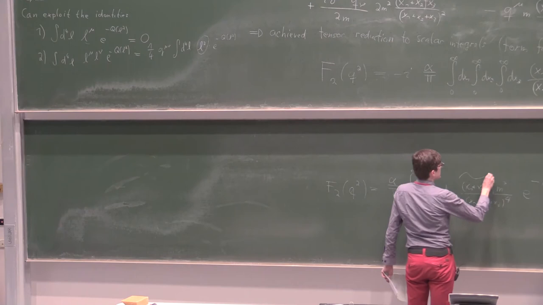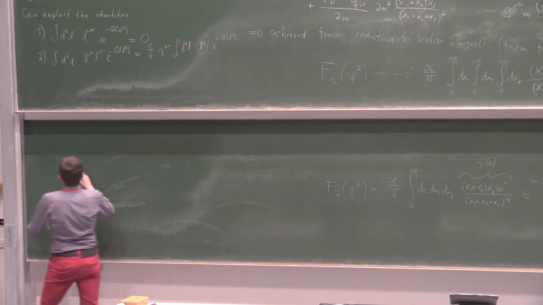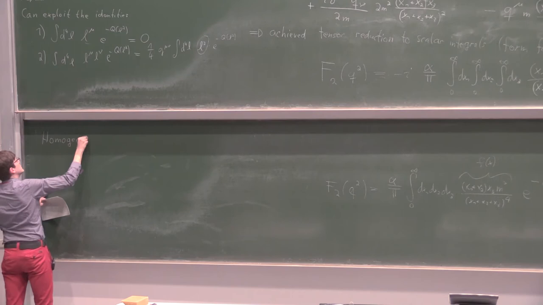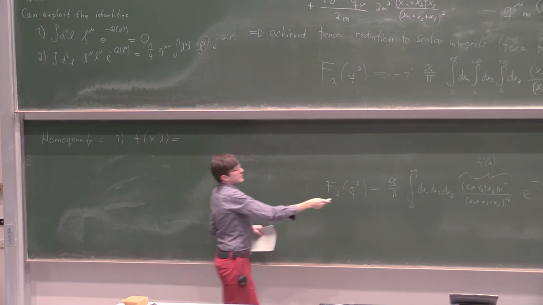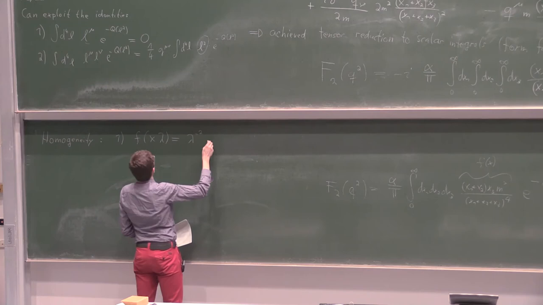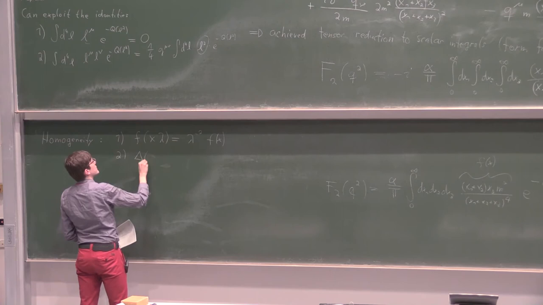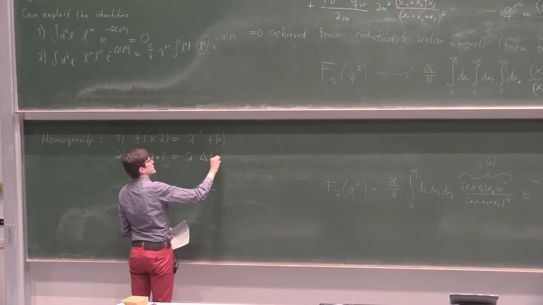Let me call this here little f of x. So then we have homogeneity. So suppose we multiply all x's with some parameter lambda, then this prefactor is quadratic in the numerator, quartic in the denominator, so we get a lambda to the minus 2 f of x. And we know that the delta is linear. So if we plug lambda x into delta, we just get lambda times delta of x. Then you can use this to do one integration.